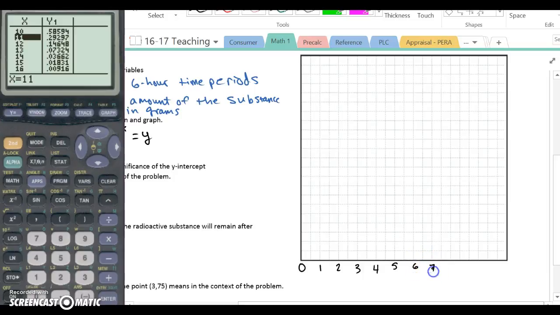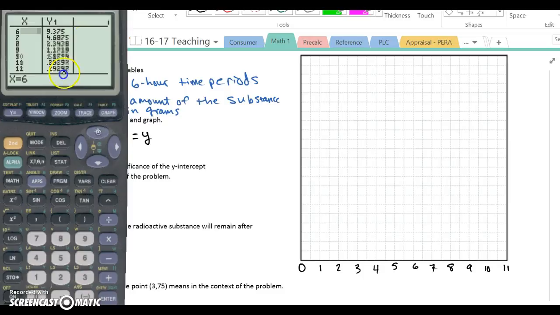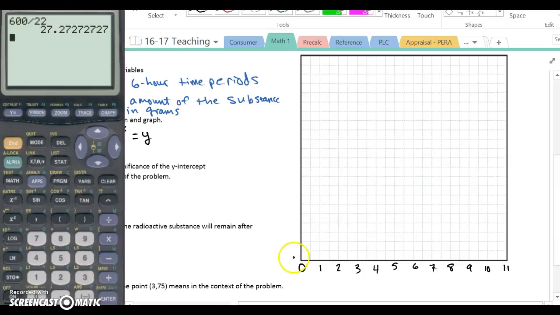So 6, 7, 8, 9, 10. Okay. So my lowest value is almost at 0. My highest one was 600. So right here, my point's going to be up at the top, right? That's the highest it ever goes. So if that's 600, and I have 22 boxes, let's do 600 divided by 22. Gives me 27. Let's count by 30.